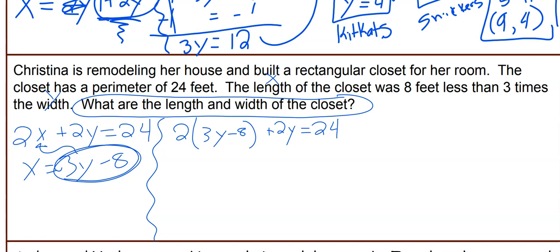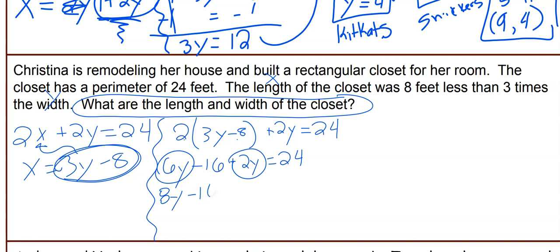Now let's distribute. 2 times 3y? 6y. 2 times negative 8? And then I have the plus 2y attached equals 24. Are there any like terms that can be combined? Yes. What are they? 6y can be combined with positive 2y to give you? So now I have 8y with minus 16 attached equals 24. This is a 2-step equation that we can solve. How will I solve it?